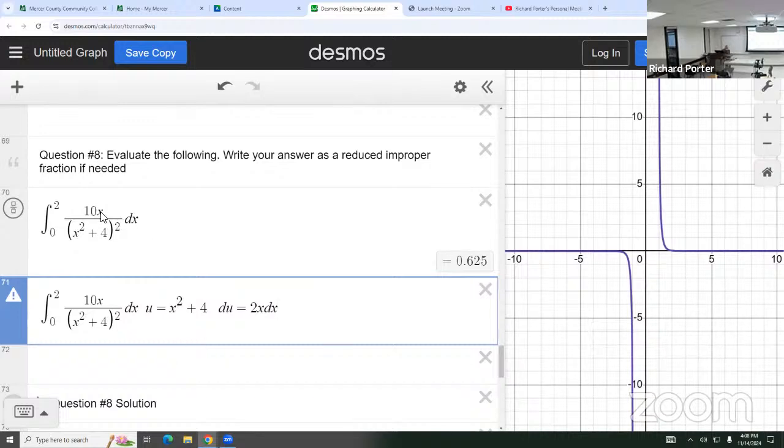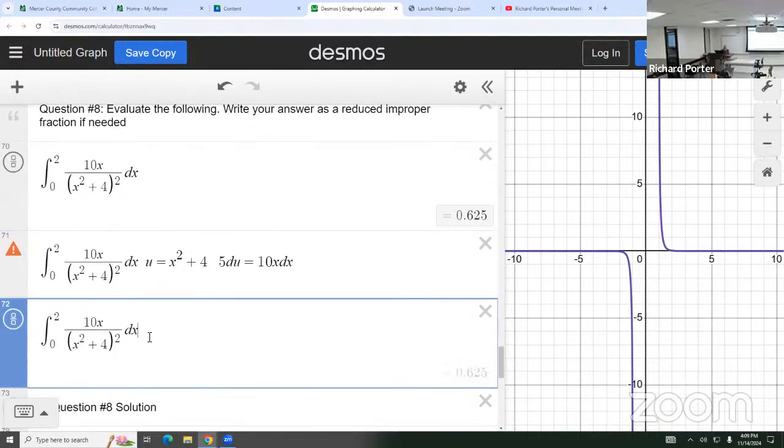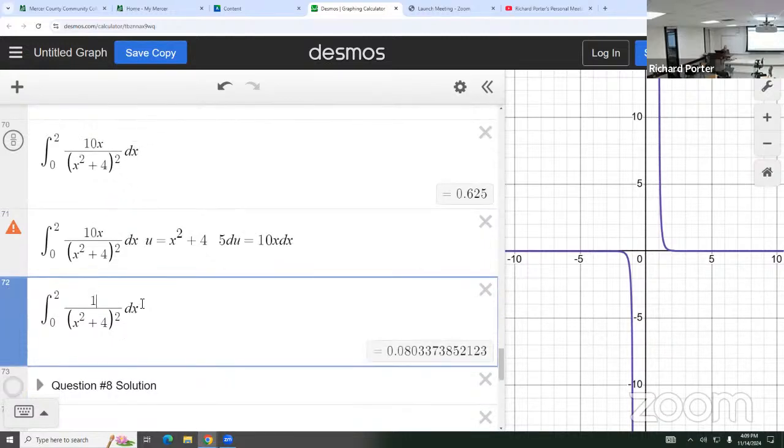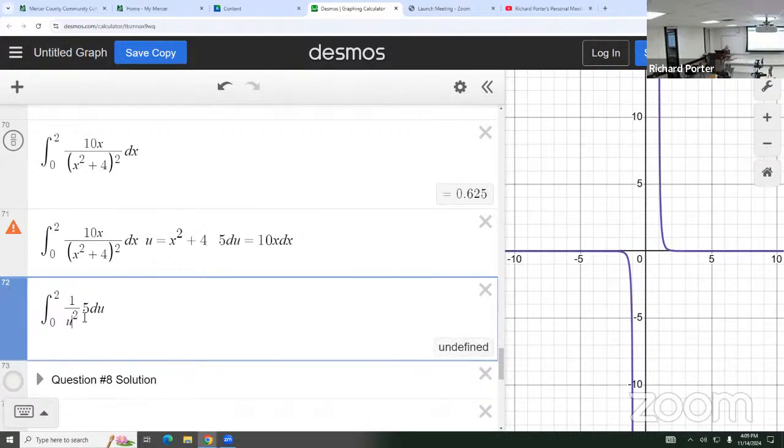Now, I have a 10x. How can I get 10x dx? Can I just multiply both of these by 5 and I get 10x dx? Let's do that. So now let's look at this integral again down here and start replacing things. 10x dx is going to be just 5 du. And this right here is just going to be u squared. 5 can come out. So put that up front.